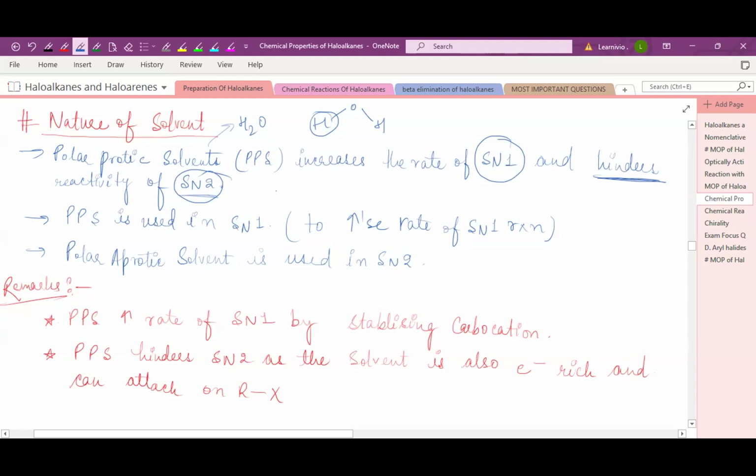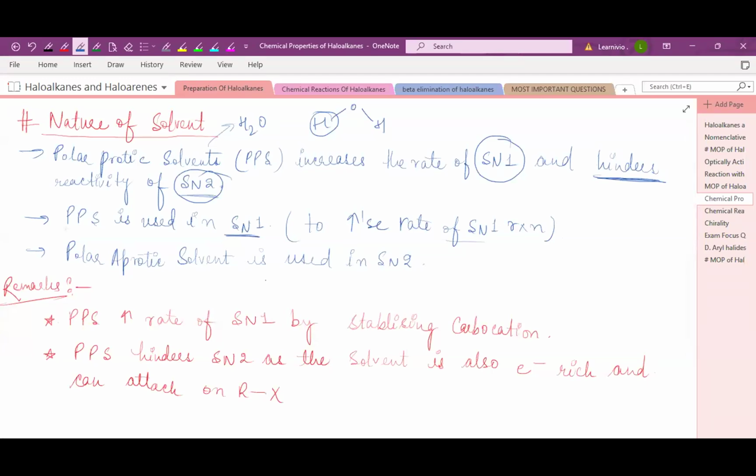So if you are taking a polar protic solvent in your reaction, it will increase the rate of unimolecular nucleophilic substitution reaction, but it will hinder the reactivity of nucleophilic substitution by the bimolecular SN2 mechanism. It hinders the SN2 reaction. So the polar protic solvent is used in SN1 reaction to increase the rate of reaction. But polar aprotic solvent, where do you use it? In the SN2 mechanism.